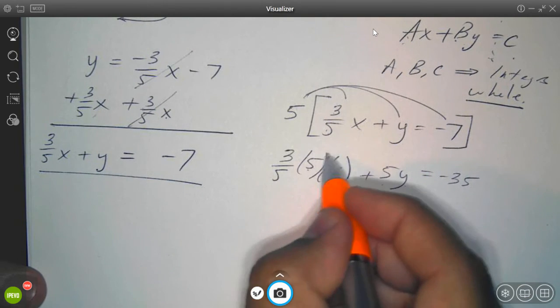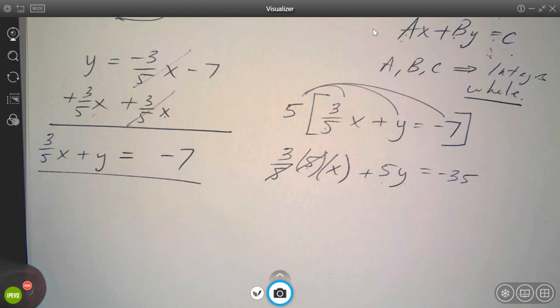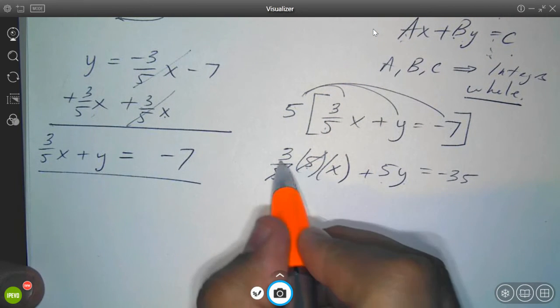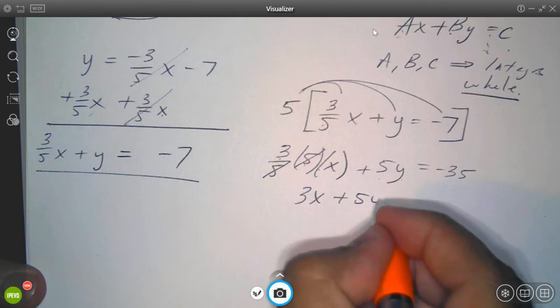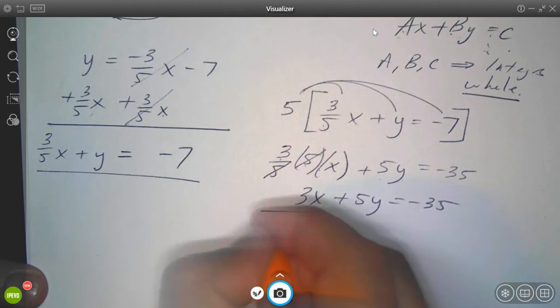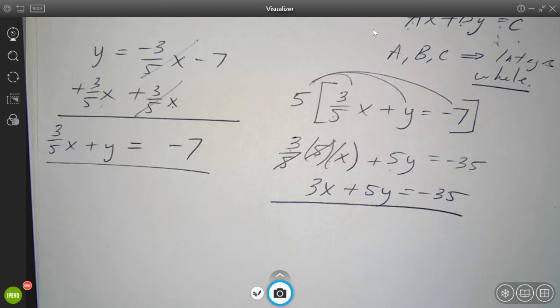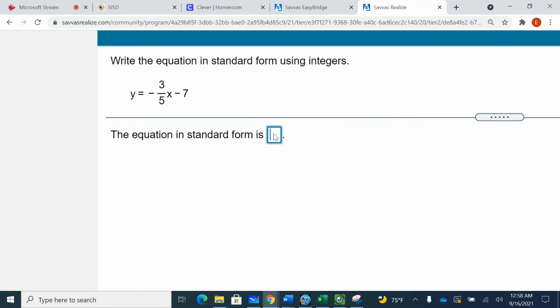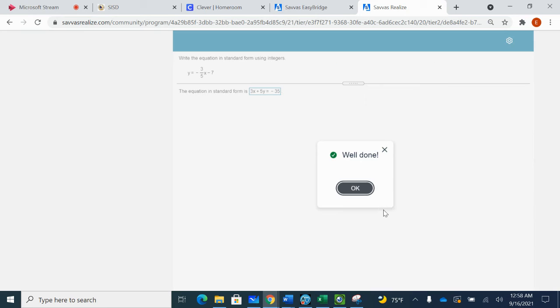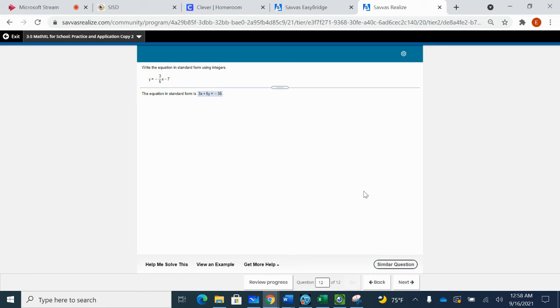So look, 5 divided by 5 cancels. That's the whole point of this. So what's left? Well, 3 times x. 3 times x is just 3x. And just like that, I now have my standard form equation. 3x plus 5y equals negative 35. And there it is. We're done with homeworks.